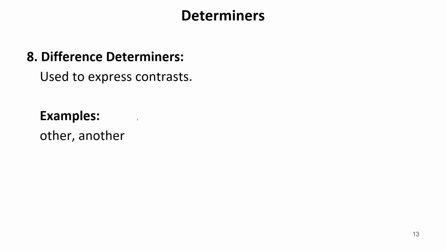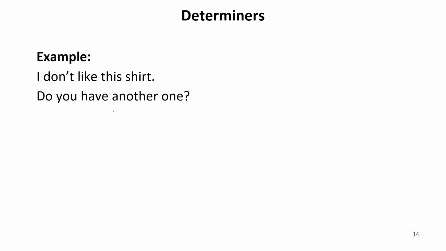Now let us move to difference determiners, used to express contrasts. For example, other and another. Here we can have some examples. I don't like this shirt. So I'm talking about this shirt. Do you have another one? So I'm asking for another one. So this another is again a determiner.